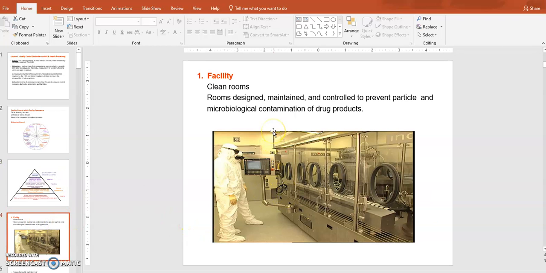Okay, let's talk about the facility, of course. The space where the CGMP process is taking place. It's important that the space should be clean, of course. Mostly, your manufacturing should take place in the clean room environment.